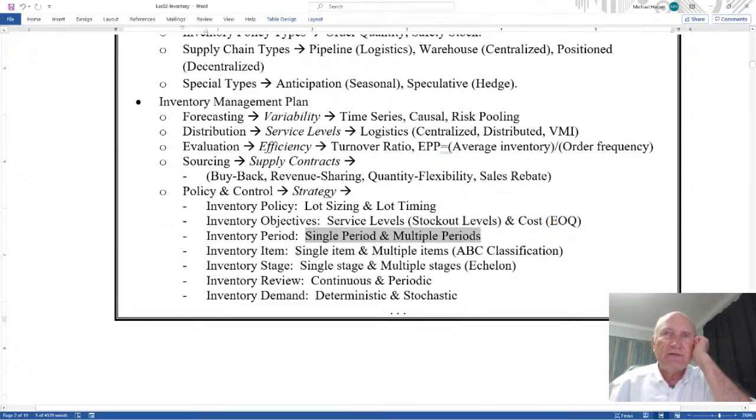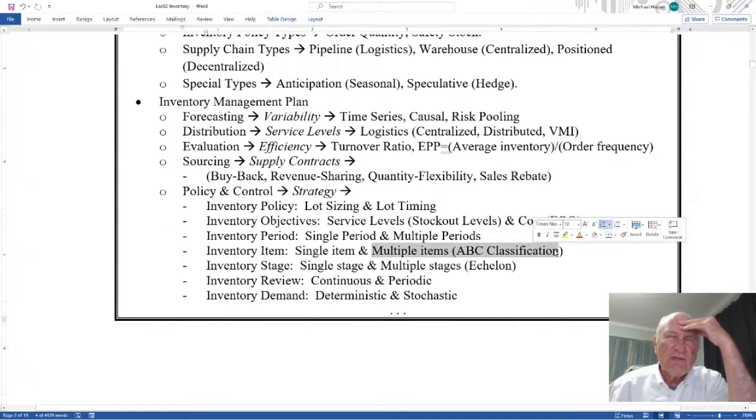Inventory items, you have a single item or multiple items. I'll focus on ABC classification. ABC inventory classification: Class A, Class B, Class C. These are multiple item approaches. There's other multiple item approaches, but they're pretty quantitative, and I think I'm going to stay practical.